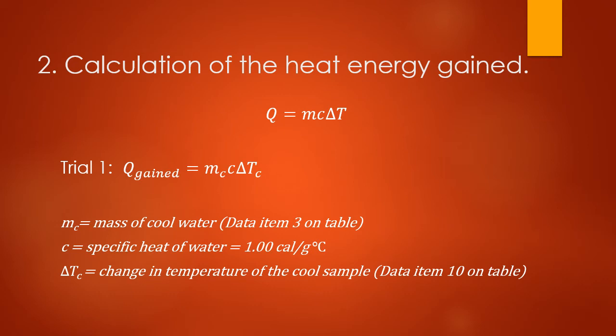M sub C is the mass of the cool water, data item 3 on your table. Since we're still talking about the same type of substance, water, the specific heat value of 1 stays the same for both the cool and warm water samples. Your change in temperature of the cool sample is data item 10 on your table, and this should be a positive value. Show your work and don't forget your units of calories.